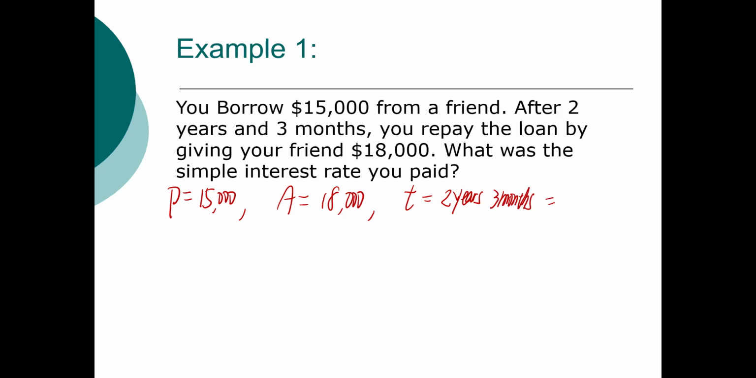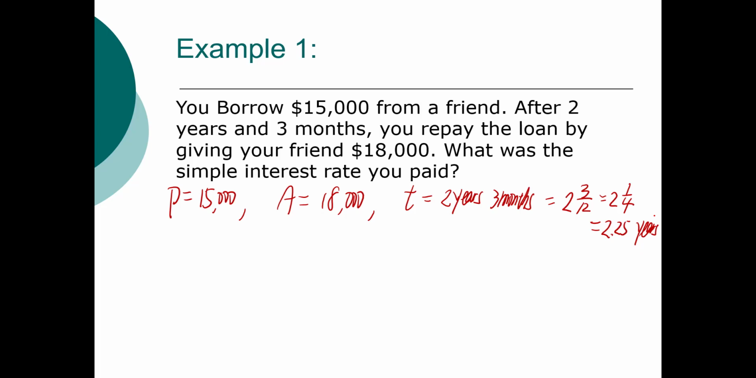But time t has got to be in years. So what we're going to do is turn 2 years into the whole number 2. 3 months is 3 over 12, so it's a quarter year. So 2 and a quarter, and this turns out to be 2.25 years. So important: t must be expressed in terms of years.